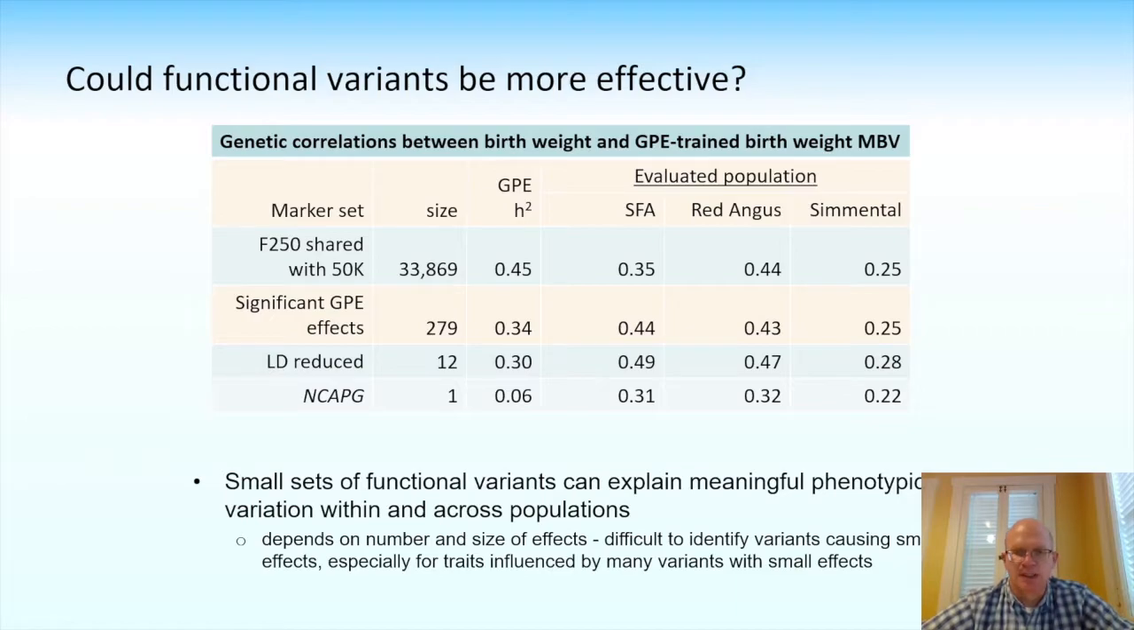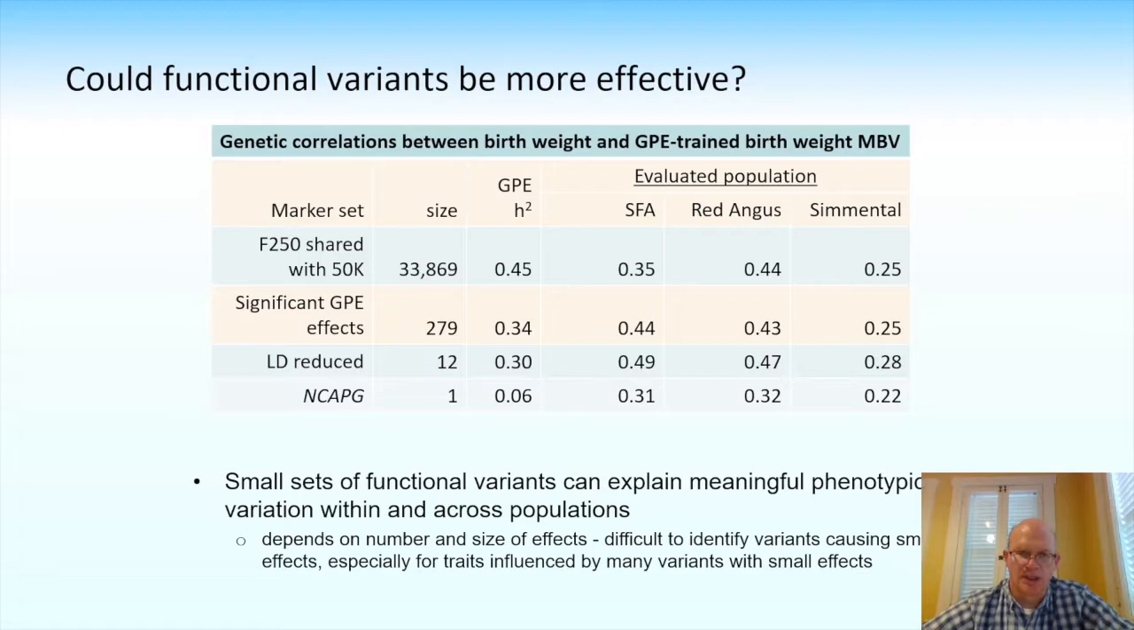But if he did a preliminary analysis and only picked markers that had significant GWAS, genome-wide association study results in the GPE population, the heritability in the GPE population dropped a fair bit, but we actually did as well or better using that same G matrix off of those reduced sets in these evaluation populations. So accuracy was actually increased.